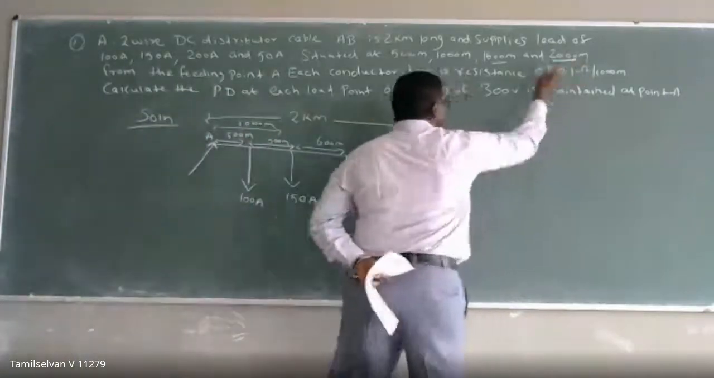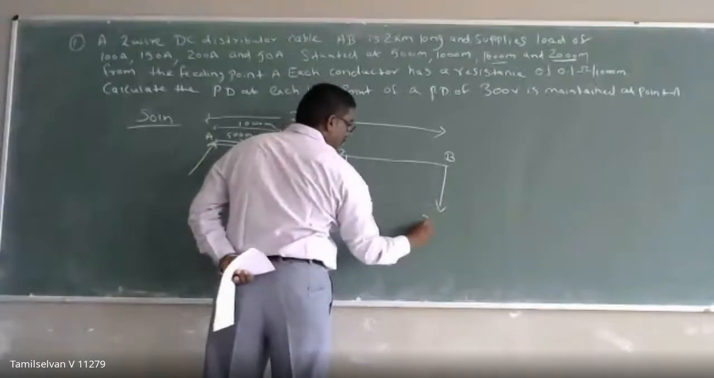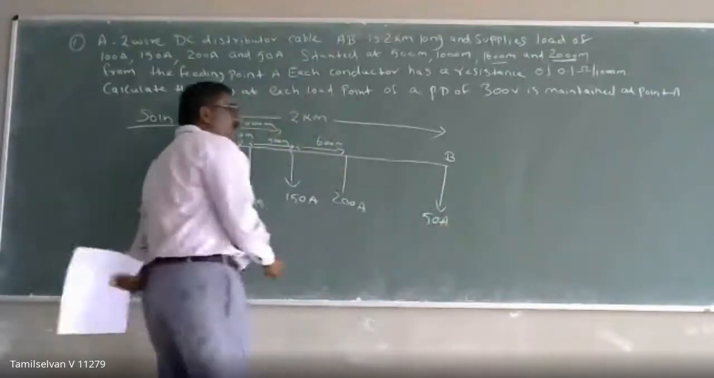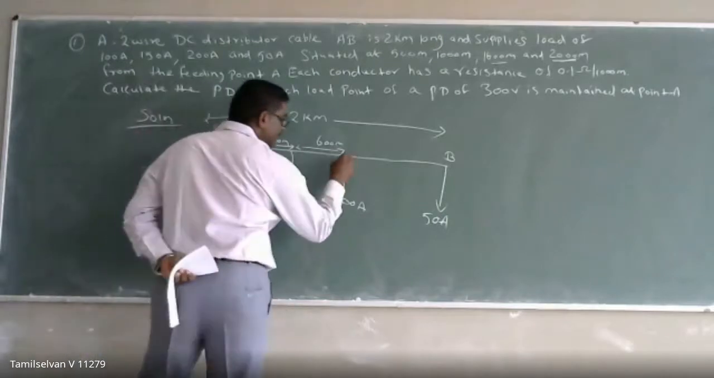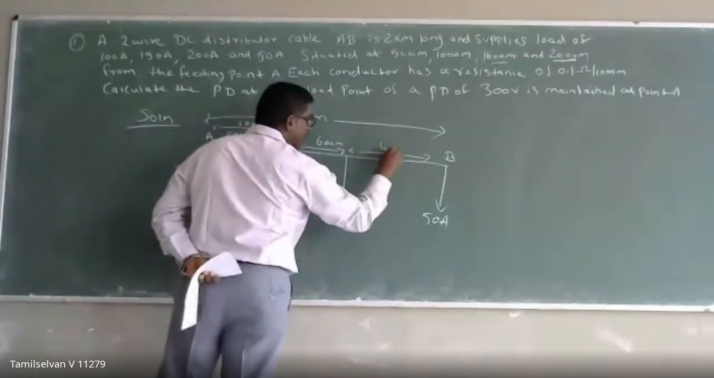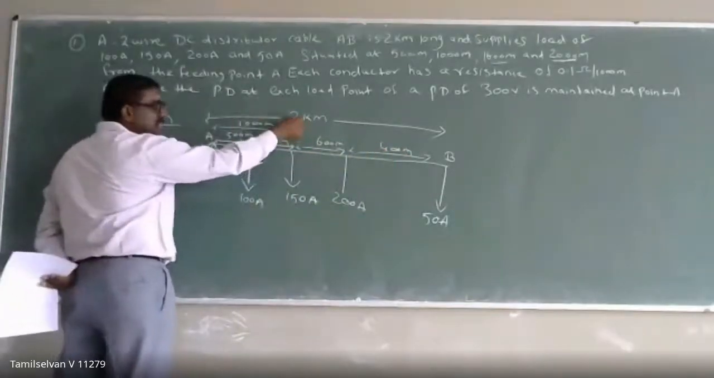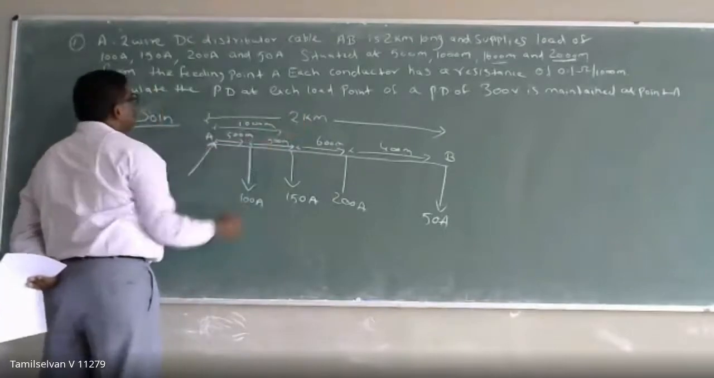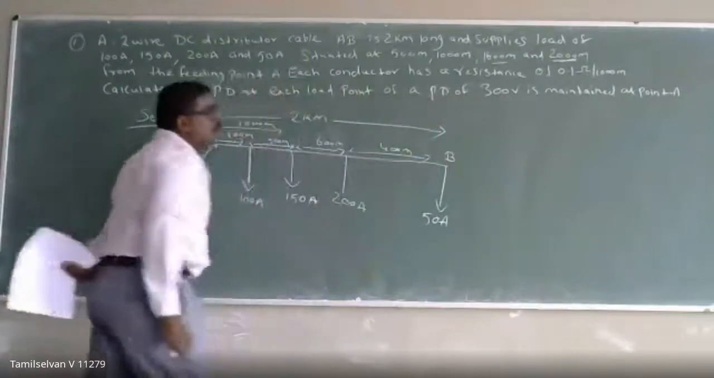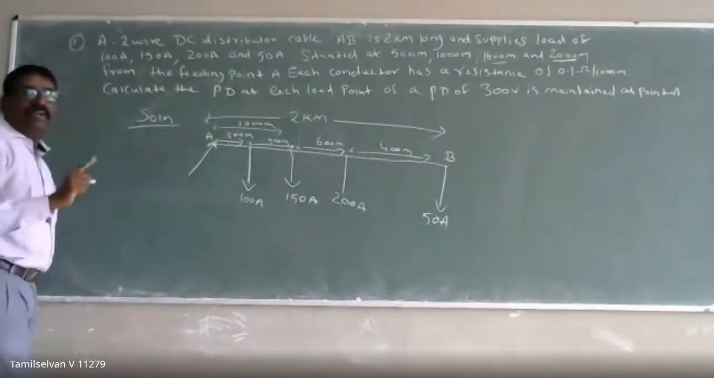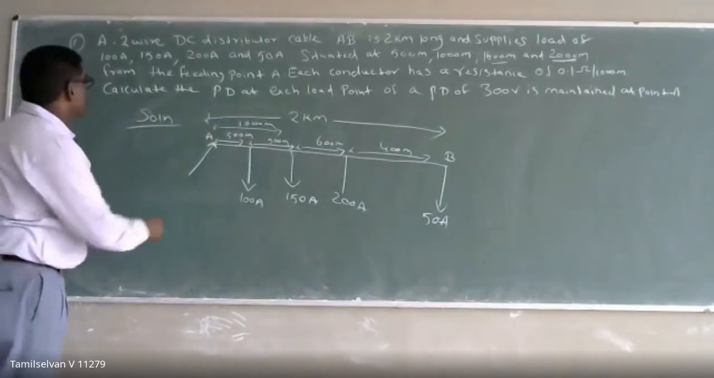Okay, next 2000 meters. So it means at the B point, a load of 50 ampere is going to be connected. So the distance between this point and this point is going to be 400 meters. If you add, you get 2000 meters; there is a limit after 2 kilometers. Okay. Each conductor has a resistance of 0.1 ohm per 1000 meters. Per 1000 meters, the resistance is 0.1 ohm, right?